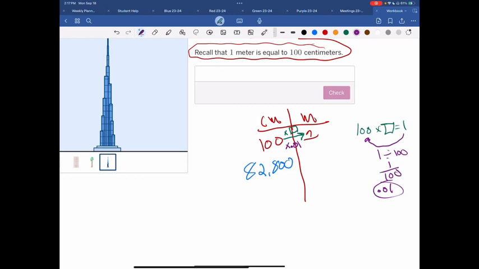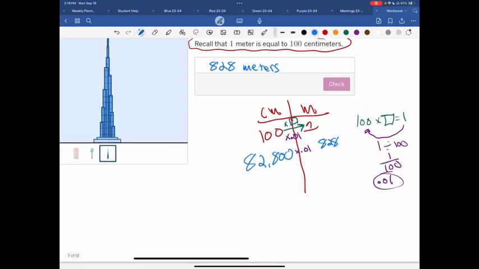So if you want to figure out how many meters 82,800 centimeters is, you're multiplying by 0.01, and 82,800 times 0.01 is going to be 828. It's 828 meters.